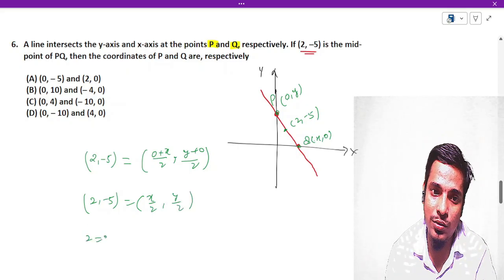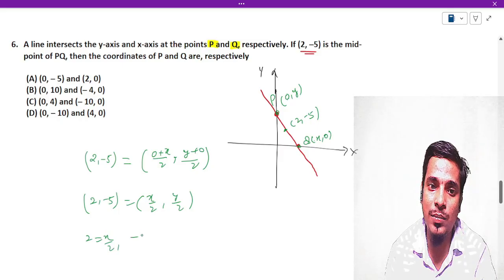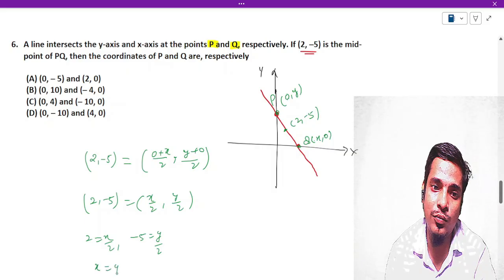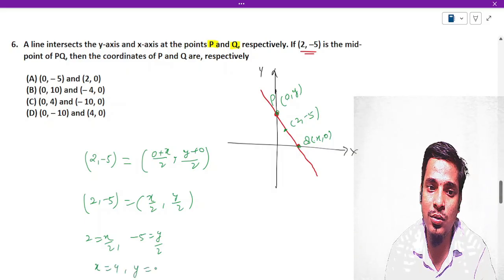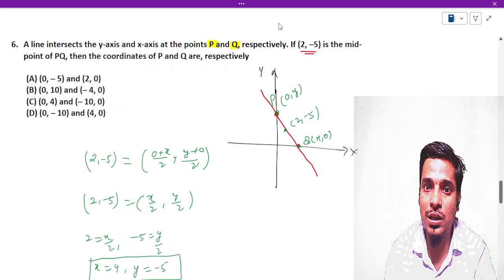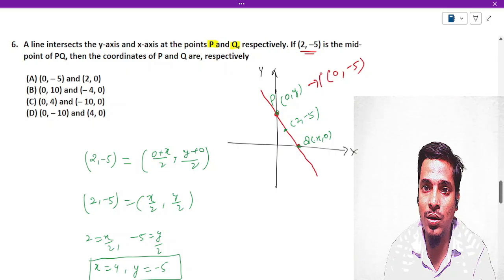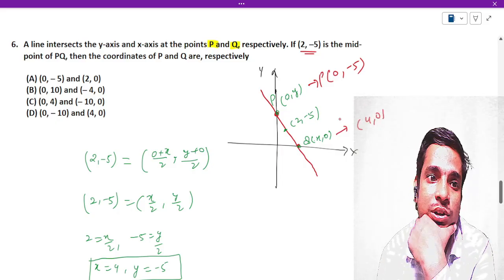So 2 is equal to x by 2 and minus 5 is equal to y by 2. So x is equal to 4 and y is equal to minus 10. Okay, so the coordinates are 0 comma minus 10, which is the P coordinate, and the Q coordinate is 4 comma 0. So which option is correct then?